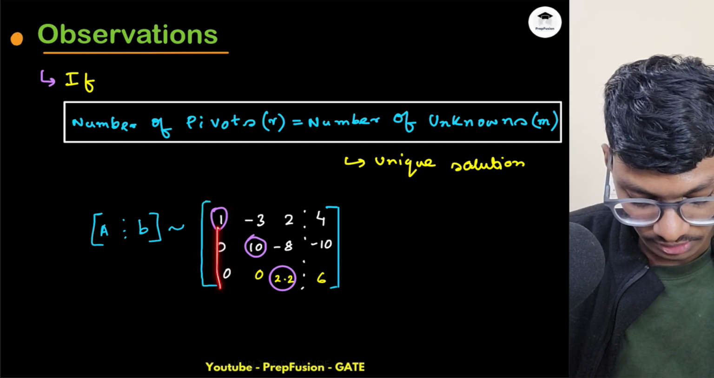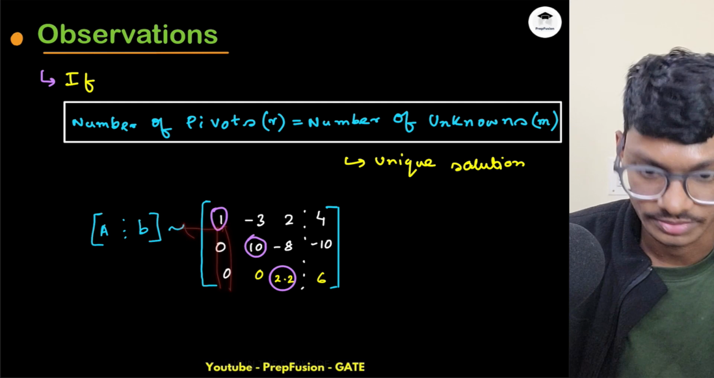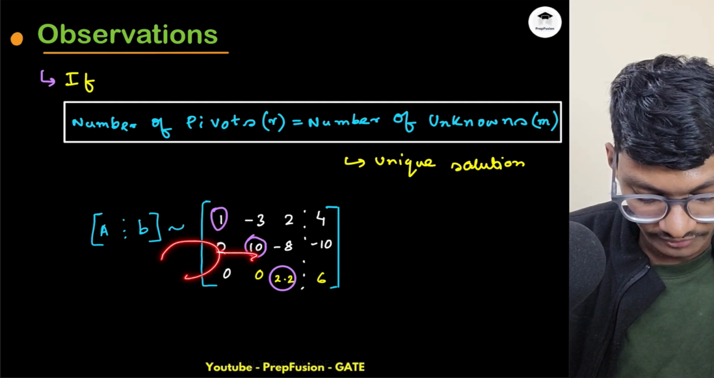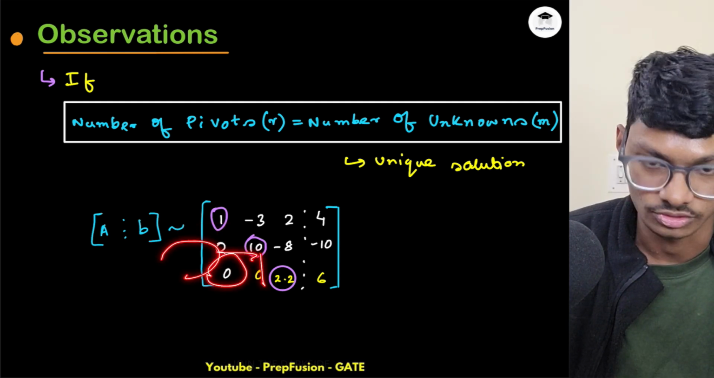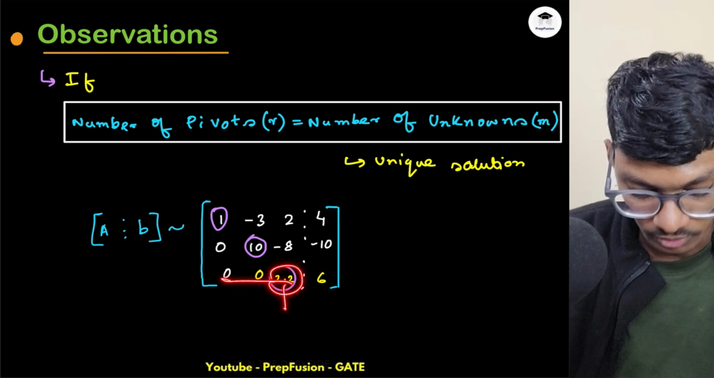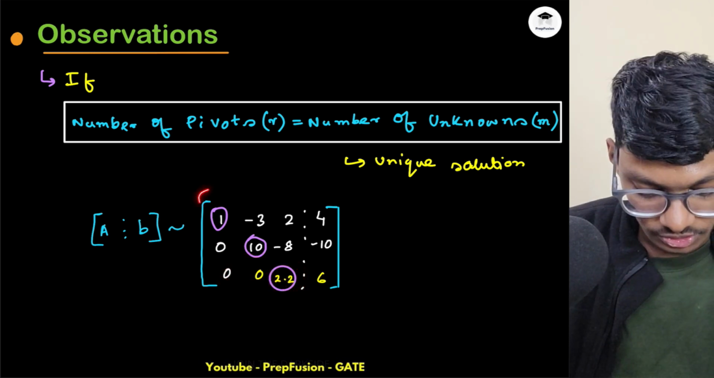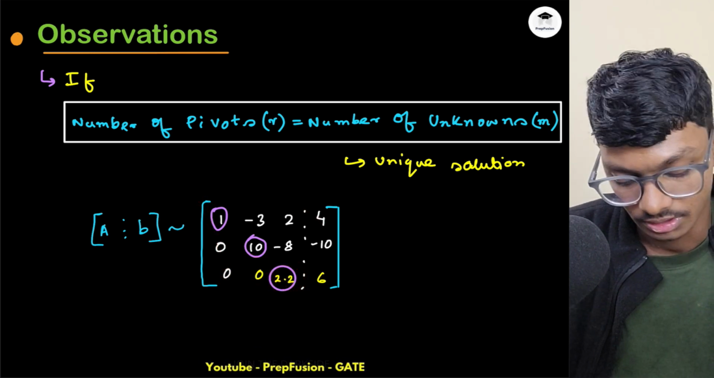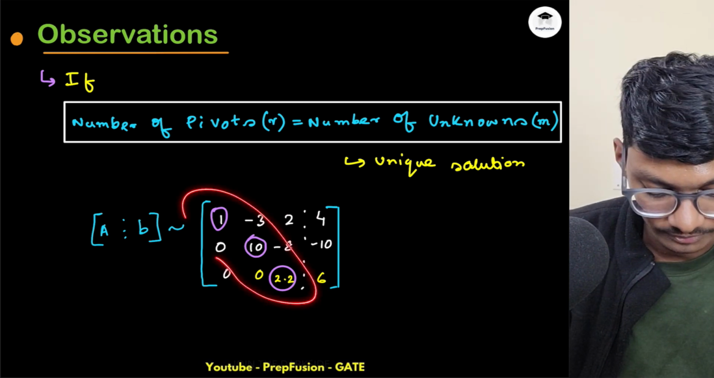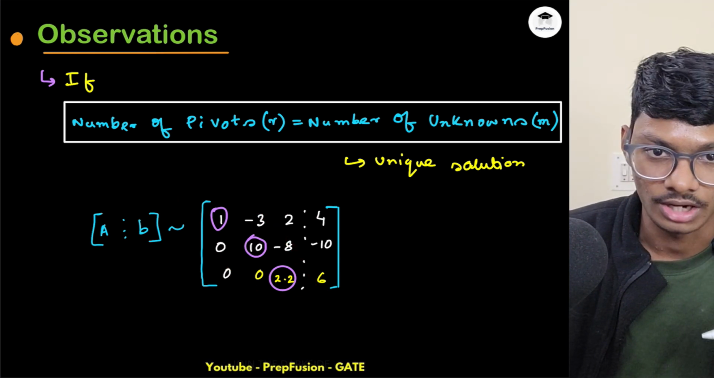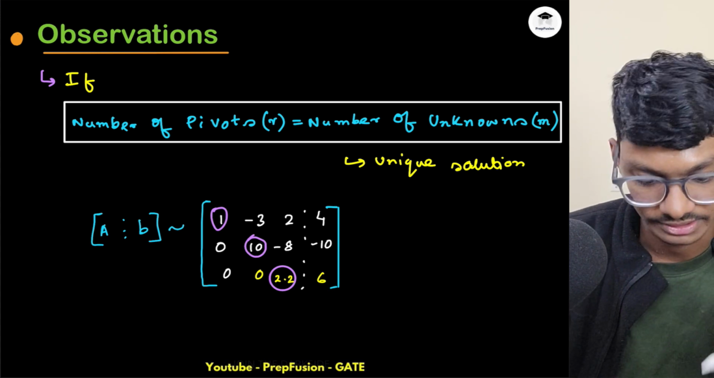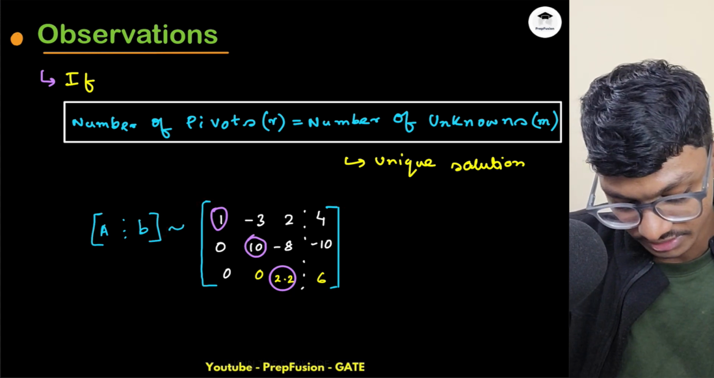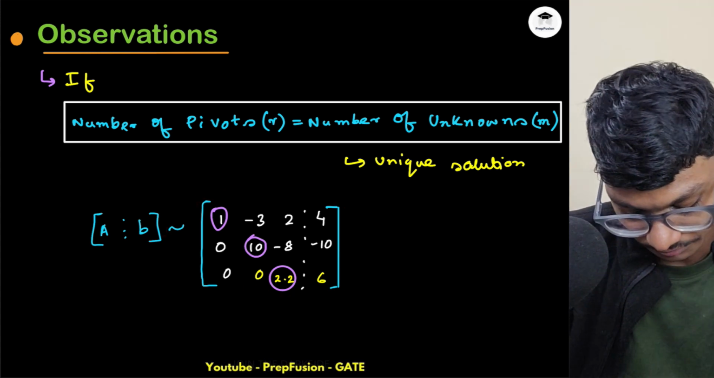For a pivot, all elements to the left and to the bottom should be 0. This is 0, fine. All elements to the left and the bottom are 0, and the submatrix should also be 0, fine. So these three are pivots. How many pivots do I have? I have 3. And the number of unknowns, how many do I have? I have 3, right? X, Y, Z. So in this case, the number of pivots is 3.